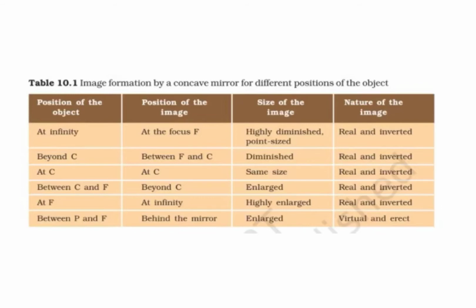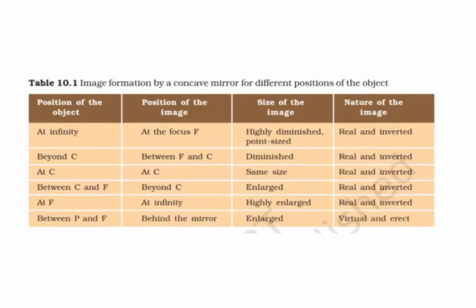The third case is when object is placed at C, that is again closer to the mirror. Image will also be obtained at C, that is going away from the mirror compared to earlier case. Size will be same as the object and nature will be real and inverted. Fourth case is between C and F. Image will be obtained beyond C. It will be enlarged, or you can say magnified, and nature is real and inverted.